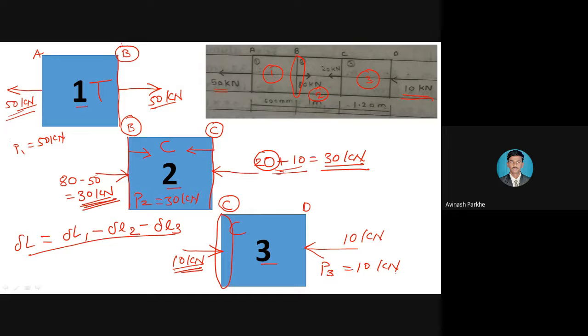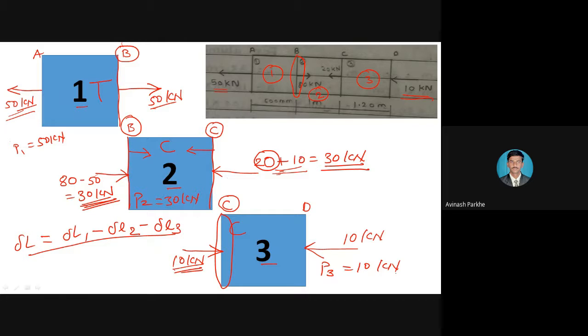But for section number 2, what we have to do, first of all we have to decide the direction. पहिल्यांदा त्याचे डायरेक्शन डिसाइड करा. Then take the original forces applied. ओरिजिनल फिगर मध्ये किती फोर्स अप्लाय केला होता, तर एका साइडला 80 आणि दुसऱ्या बाजूला 20.